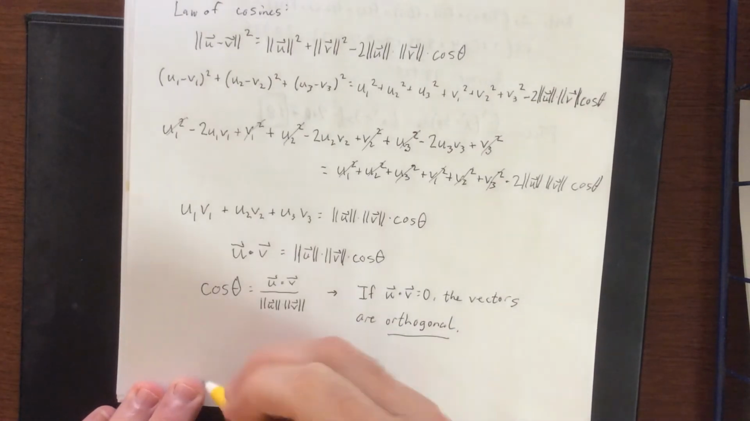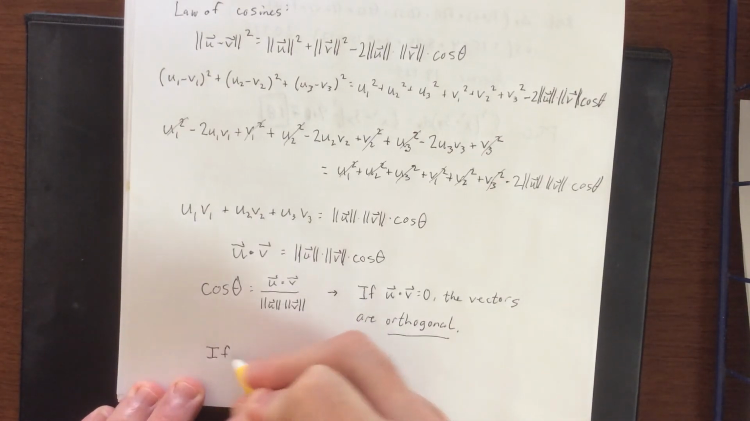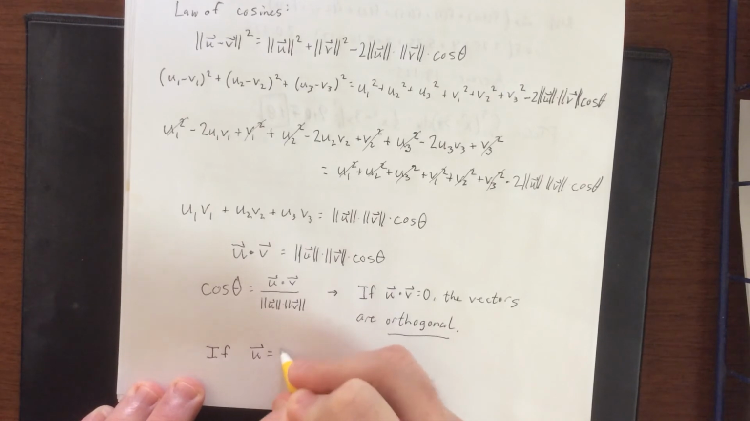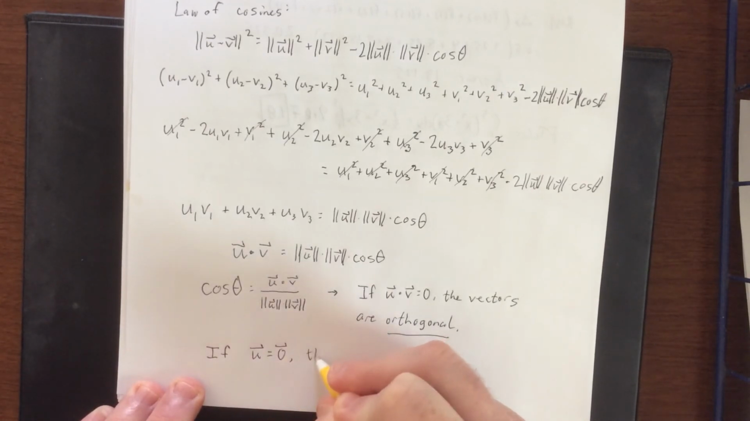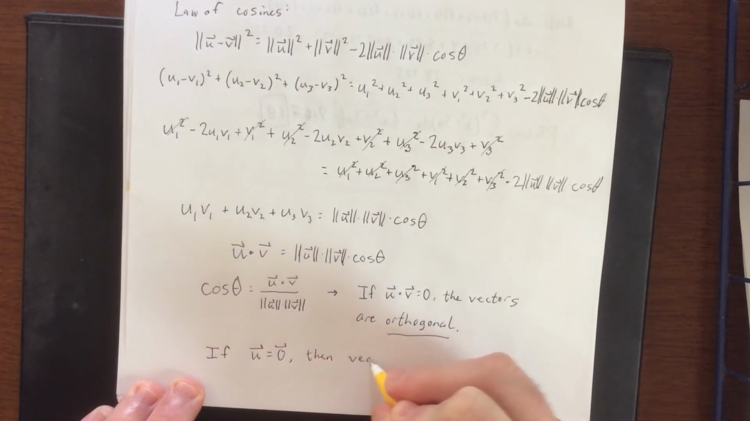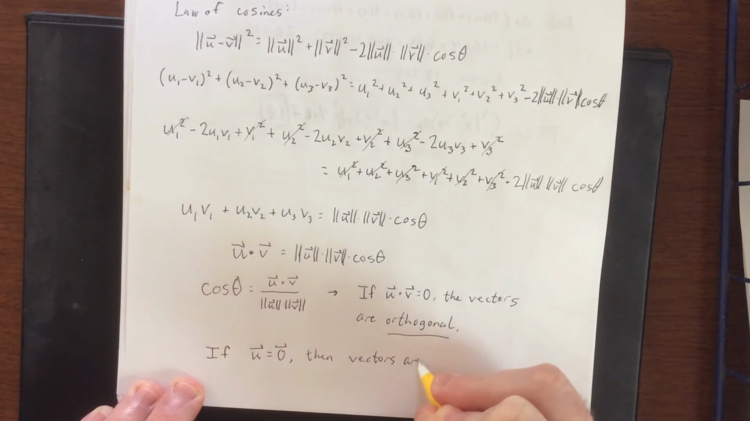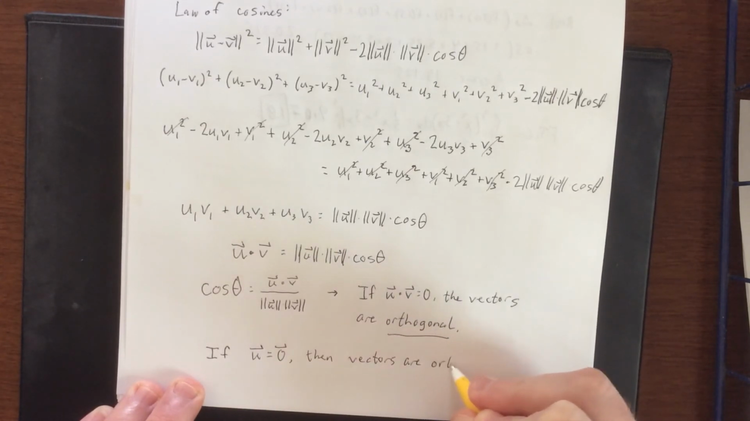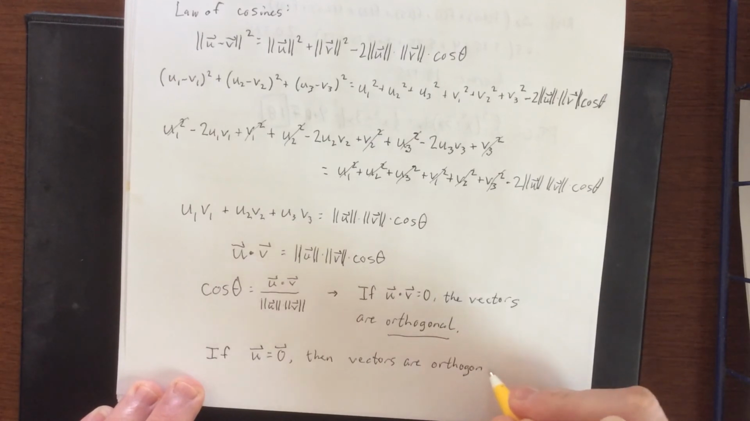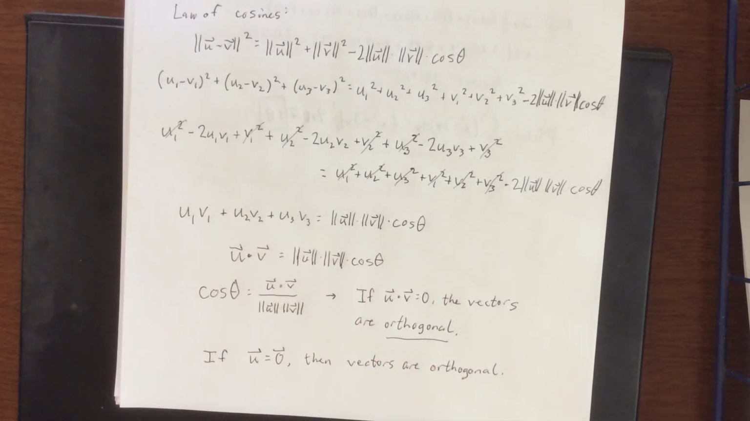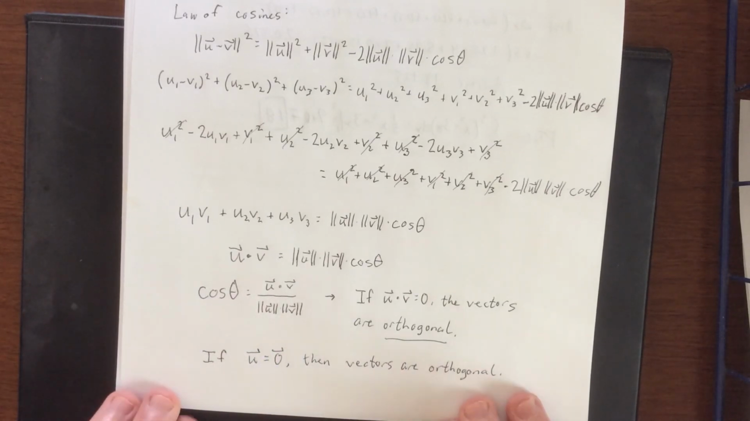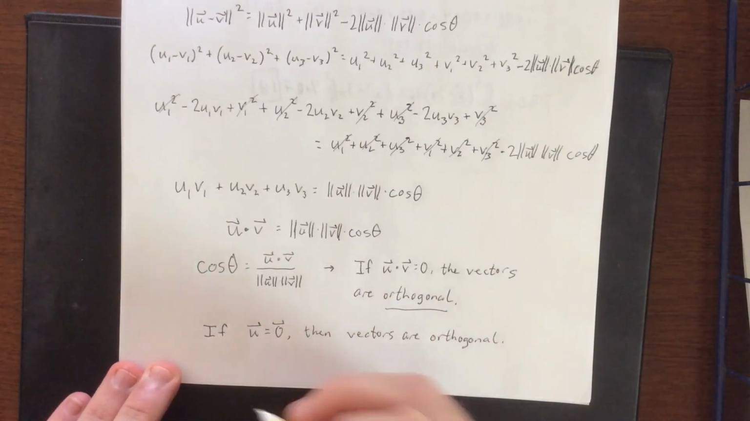The other thing that this lets us know is that if one of the vectors is the 0 vector, then the vectors are automatically orthogonal. If we take the dot product of the 0 vector with any other vector, we're guaranteed to get 0. So that's what we call the trivial part, I guess. Additionally, once we actually calculate this thing, taking an arc cosine will let us know what the angle is.